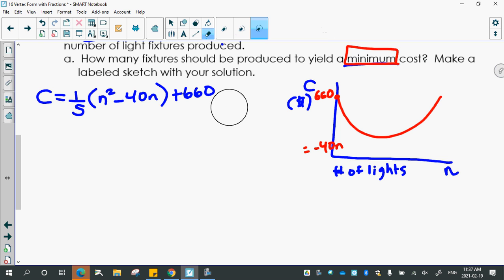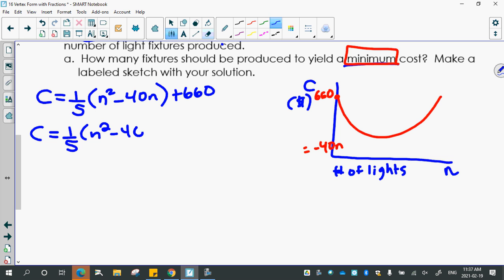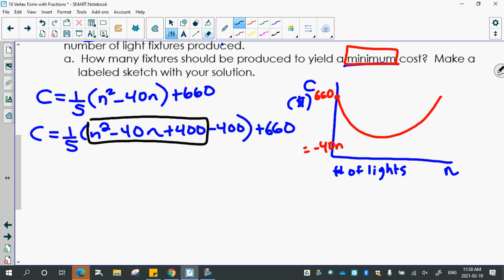All right, so if we keep on completing the square here, this is where we take half of 40, which is 20, and square it. So 400. So we add 400, subtract 400, and then close our bracket plus 660. Then if you factor the perfect square trinomial, you're going to get (n minus 20) squared. Everybody get how to get the 20? Square root of 400. Okay?